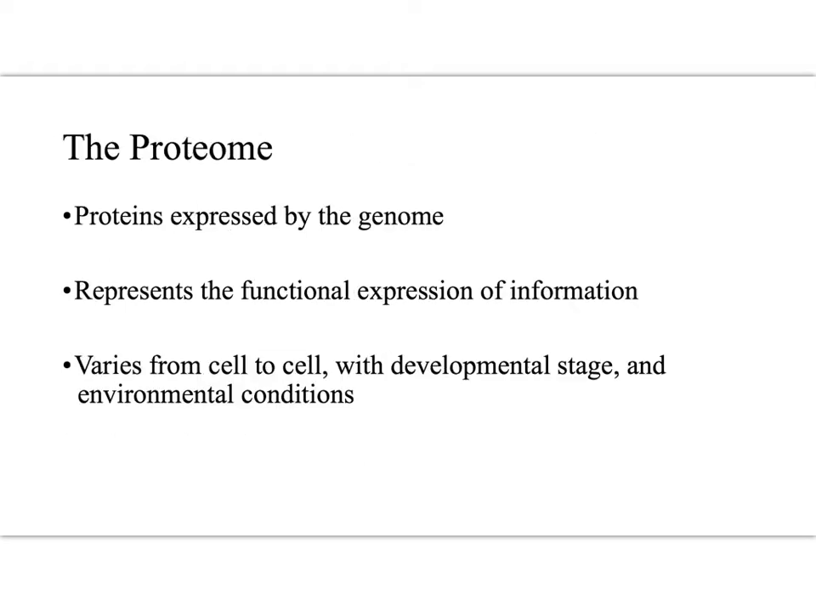Why is that important? So the proteome, this is just representing the proteins that are expressed by the genome. Okay, so these are all the proteins that can be expressed. And it represents that functional expression of information. Now, the proteome is going to vary depending on the cell type that we have. So different proteins may be expressed in different cells. It also is going to vary depending on the developmental stage. So at different stages of development, you might have different proteins that are expressed. And it will vary depending on the environmental conditions that are present.